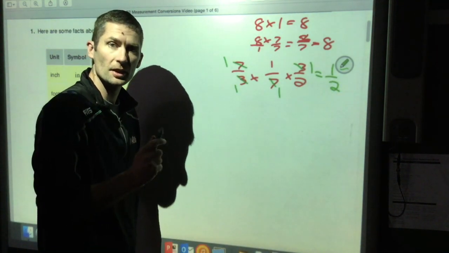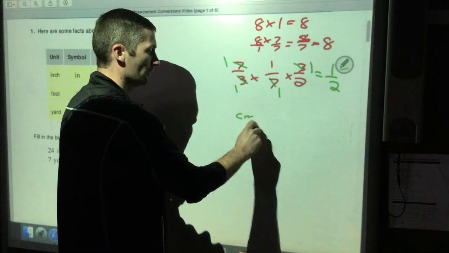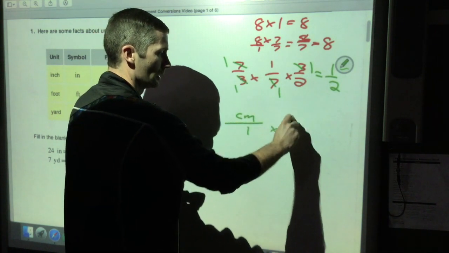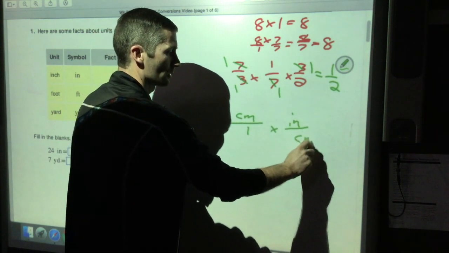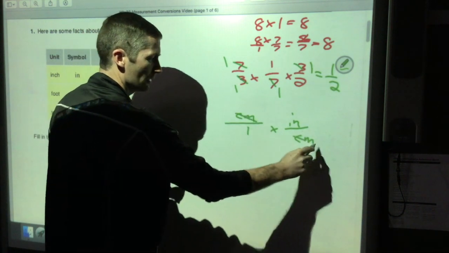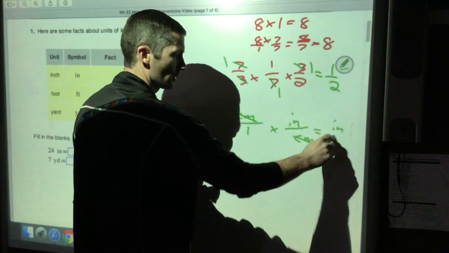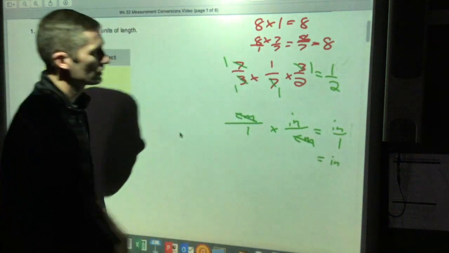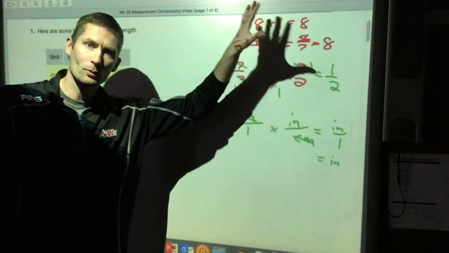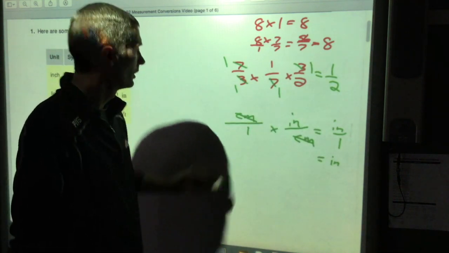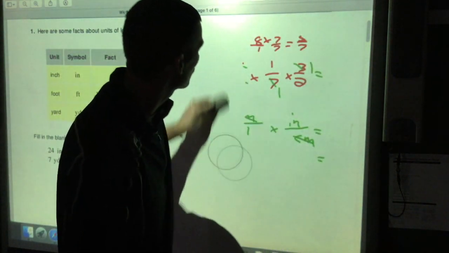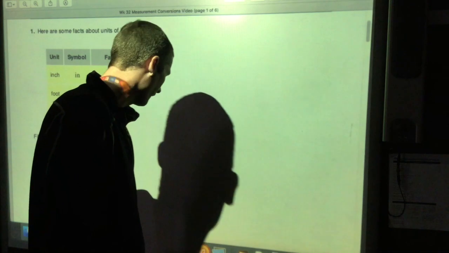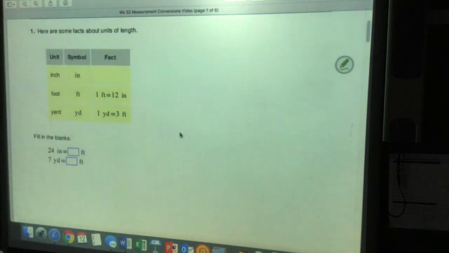Okay. The same thing goes with labels. If I have centimeters over 1 times inches over centimeters, I can cross out my centimeters and I'm left with inches over 1, which is the same as inches. Okay? So those are the basics for everything we're doing here. So we are going to try to change the label. We're going to do some factoring to get the label to be what we want.